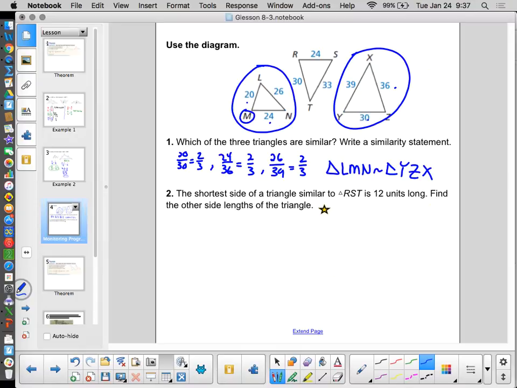All right, your first question of the day is, I have a triangle similar to RST. The shortest side is 12. So I'm going to just draw that quickly. The shortest side is 12. That's the shortest side. Here's the middle side. Here's the long side. Find the lengths of those other two sides in order for that to be a similar triangle. You're going to have to set up and solve proportions. All right, so there's your first question of the day.